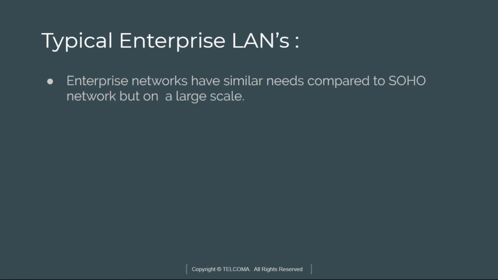Typical enterprise LANs. Enterprise networks have similar needs compared to SOHO networks, but on a larger scale. Enterprise Ethernet LANs begin with the LAN switches, which are installed in a wiring closet behind a locked door on each floor of the building. Most enterprises also support wireless LANs in the same space to allow people to roam around and still work, and to support a growing number of devices that do not have an Ethernet LAN interface.